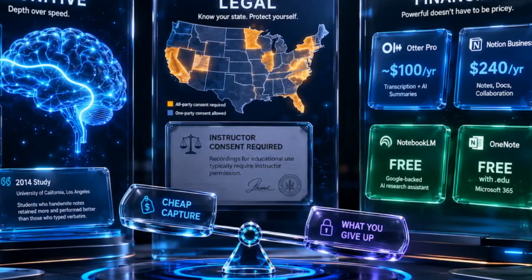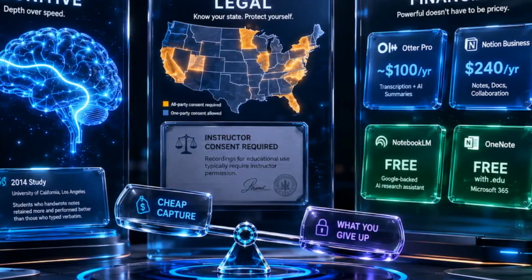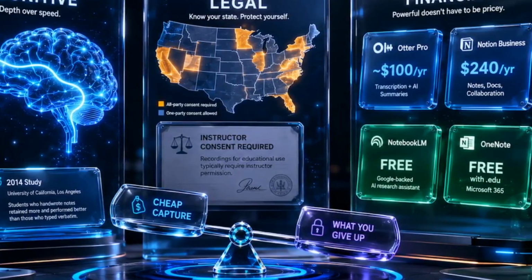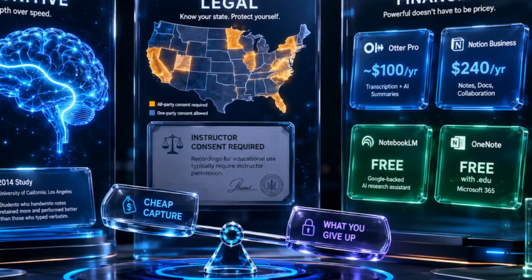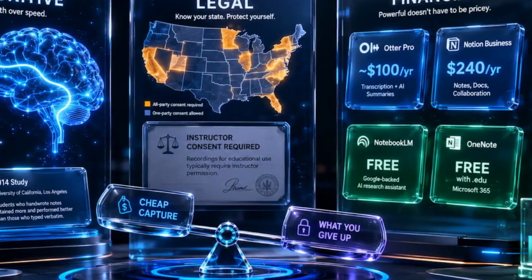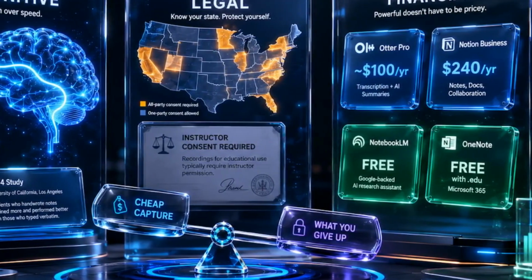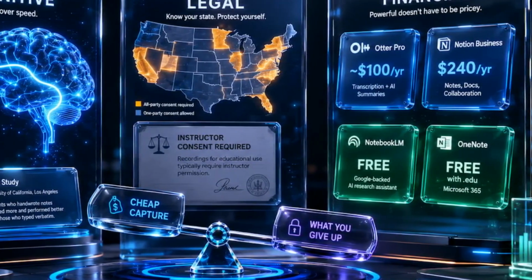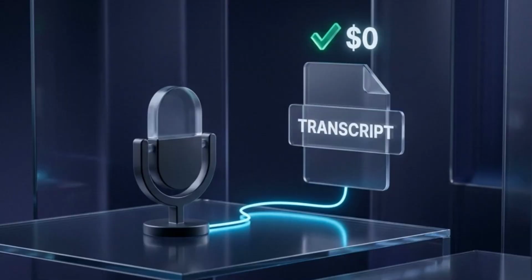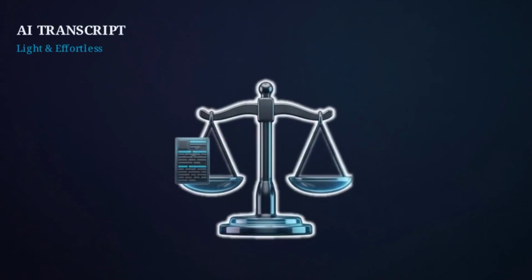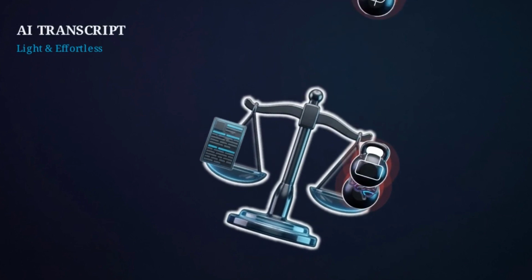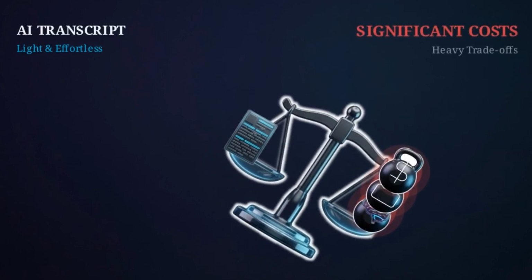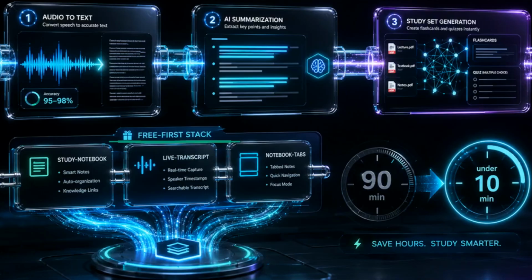Finally, looking at the financial metrics on the far right, premium subscription tiers like Otter Pro or Notion Business can cost between $100 and $240 a year, while highly capable alternatives like Google NotebookLM and Microsoft OneNote remain free for students. Generating a transcript is a technically cheap process, but trading away your memory retention, violating state privacy statutes, or paying heavy recurring fees are significant costs that most software reviews ignore.